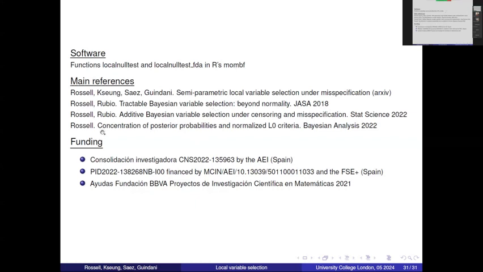And then these are the main references. This is the main reference on this paper. And these are two papers with Javier here on Bayesian variable selection under misspecified models that may be relevant. And this last paper is a Bayesian analysis paper where I outline this framework to study high-dimensional consistency of model selection, in Bayesian frameworks and frameworks where we use Akaike criteria, BIC, EBIC, and things like that.